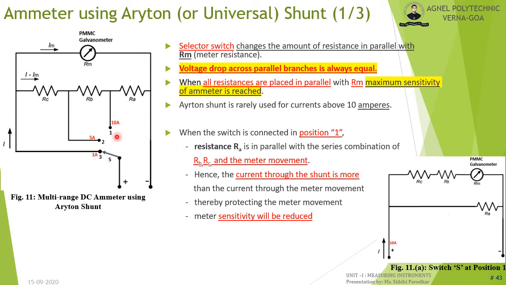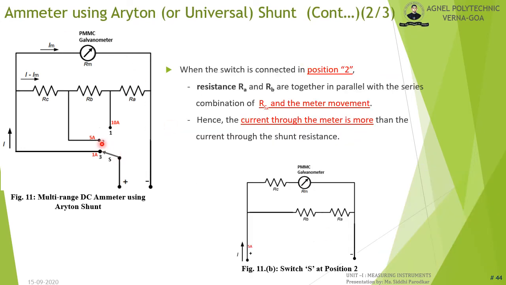When the switch is connected at position 1, resistance Ra will be connected in parallel with the series combination of Rm, Rb and Rc respectively. Thus, the current through the shunt will be more than the current through the meter movement. Thus, it will protect the meter movement and the sensitivity will be reduced for the higher current such as 10 amperes. When switch S is connected at position 2, the series combination of resistors Ra and Rb will be connected in parallel with the series combination of Rc and the meter resistance. Hence, the current through the meter is more than the current through the shunt resistance.